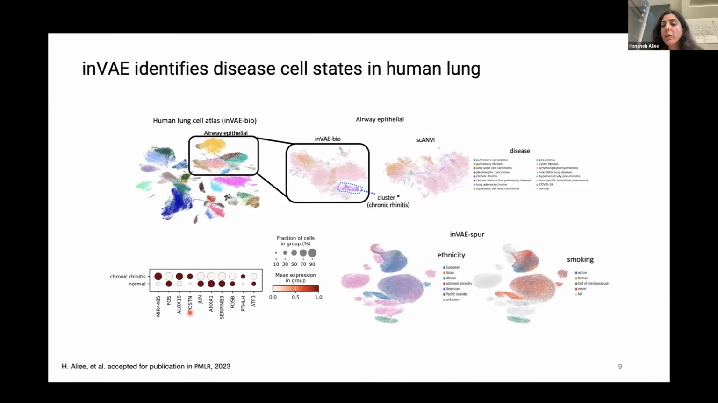We can also further look into the spurious correlations between the data sets, and here I'm coloring them with ethnicity and the smoking background, which can give us some information about how the data sets vary and whether there are any biological variations across them.